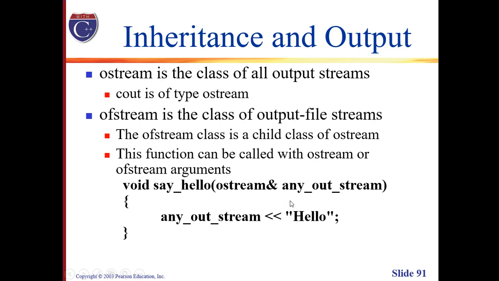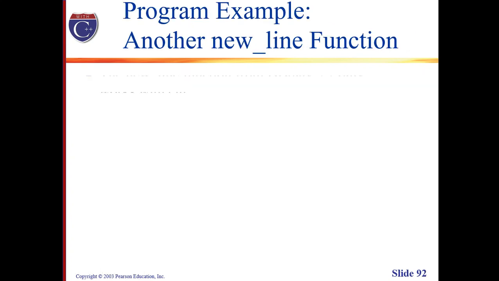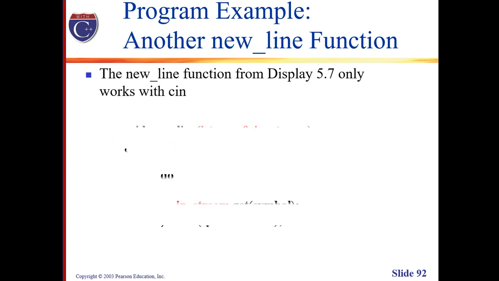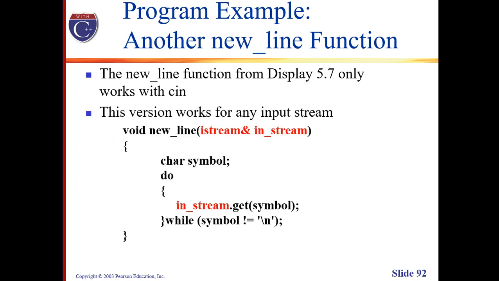So if we take a look at this example, the concept is quite the same as the previous one, only that this time we are using an output stream as the formal parameter to our function. But the point is, this should work with both output stream and output file stream formal parameters. Here's another example. This example is derived from the previous example from display 5.7, and if we look back, the newline function from display 5.7 only works with cin.